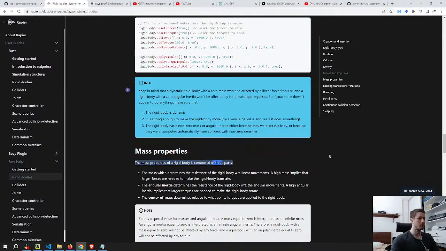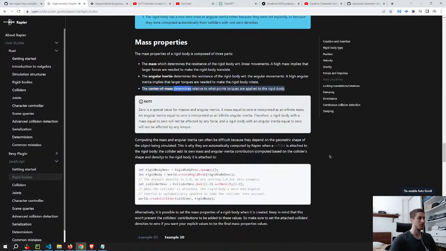Mass properties. The mass properties of a rigid body are composed of three parts. The mass determines the resistance of the rigid body with respect to linear movements. A high mass implies that larger forces are needed to make the rigid body translate. The angular inertia determines the resistance of the rigid body with respect to angular movements. A high angular inertia implies that larger forces are needed to make the rigid body rotate. The center of mass determines relative to what points forces are applied to the rigid body.